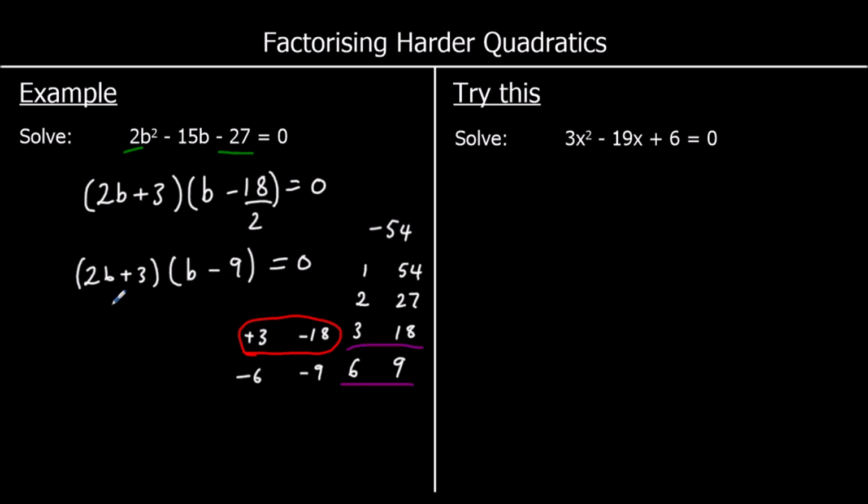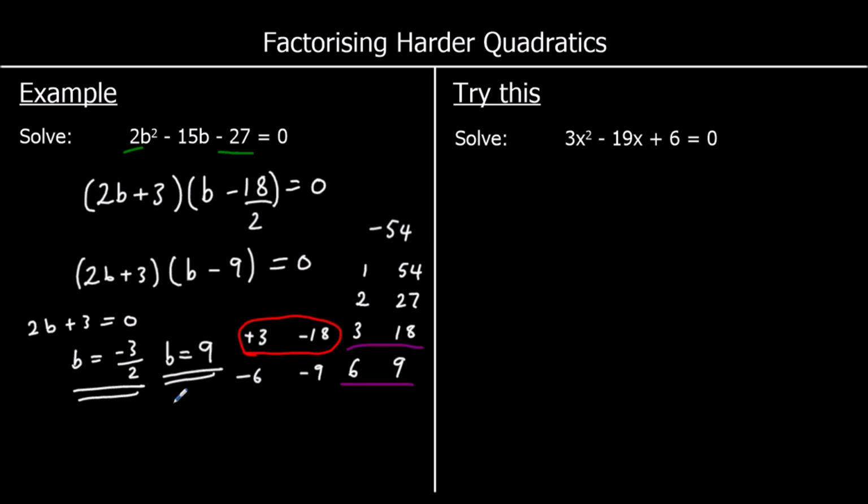So what would b have to be for the first bracket to be equal to 0? So 2b plus 3 to be equal to 0. And if we take 3 away from both sides and then divide by 2, b is negative 3 over 2. Or for the second bracket to be 0, b would have to be 9. 9 minus 9 is 0. So they are our answers.